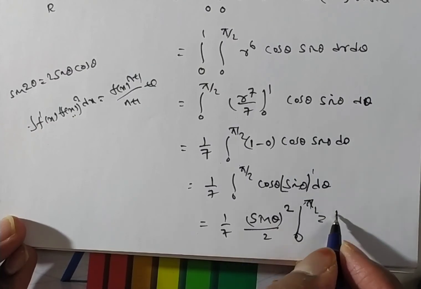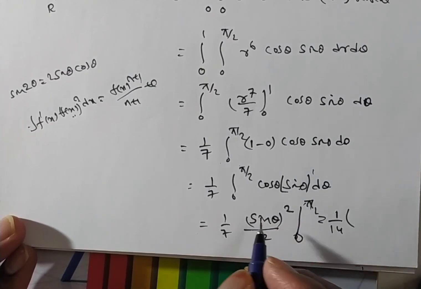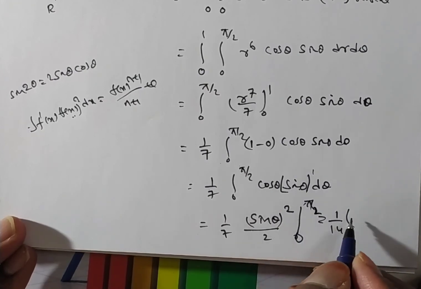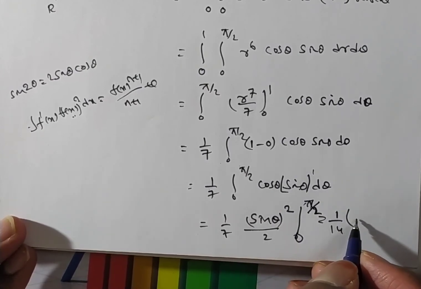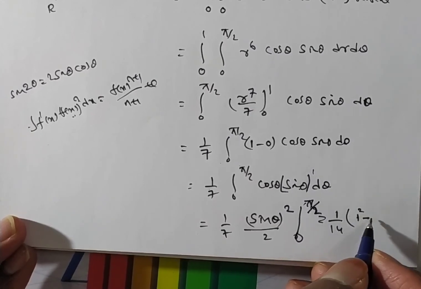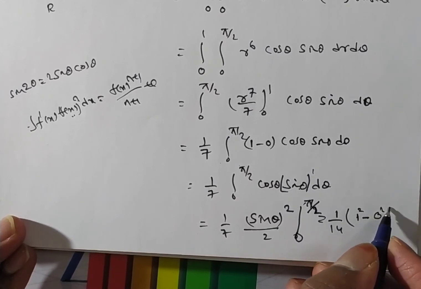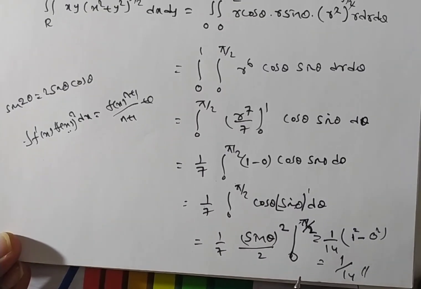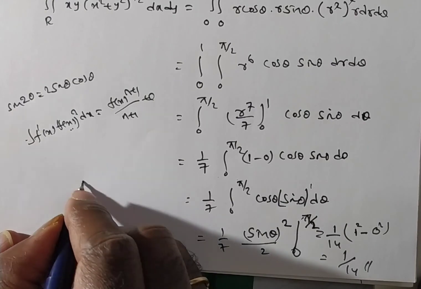So 1 by 14 you can write outside. Now you have sin square theta. First apply the upper limit, sin 90. What is sin 90? Sin 0 is 0, sin 90 is 1. 1 square is nothing but 1 only. Minus sin 0 square, which is 0. That's it. So you will have 1 by 14 as the final answer. Is it clear for everyone? So the answer is 1 by 14.